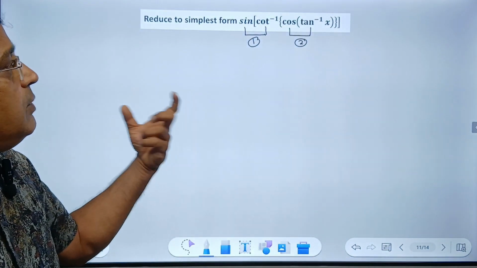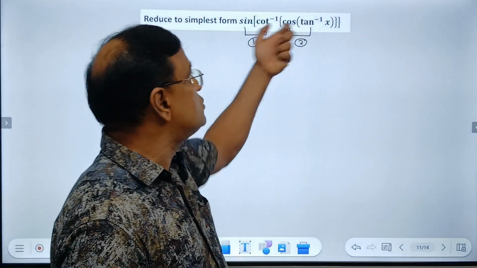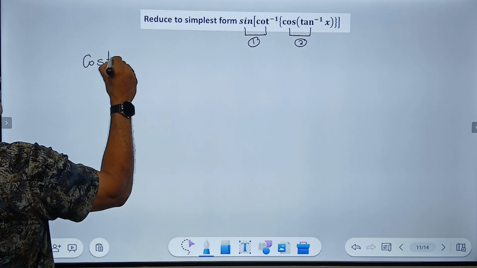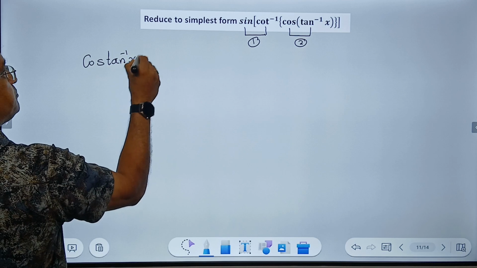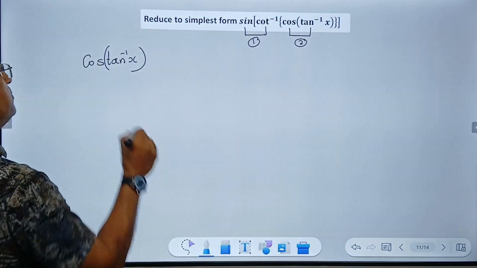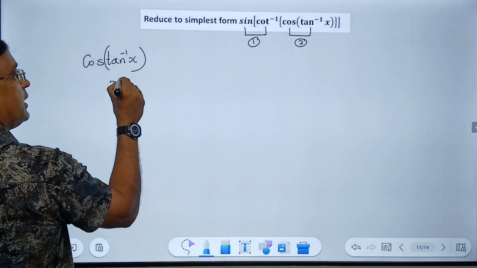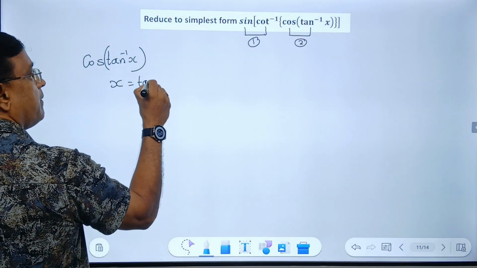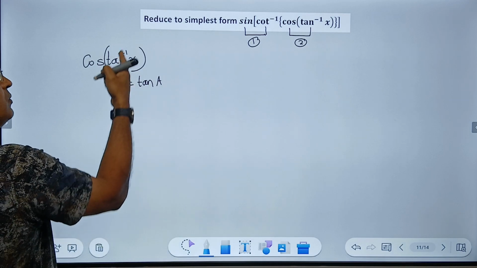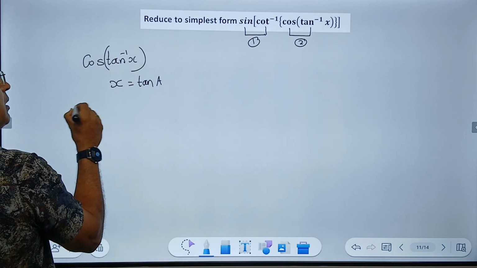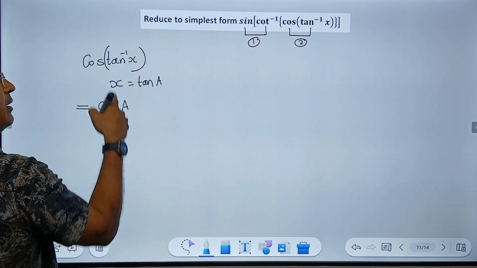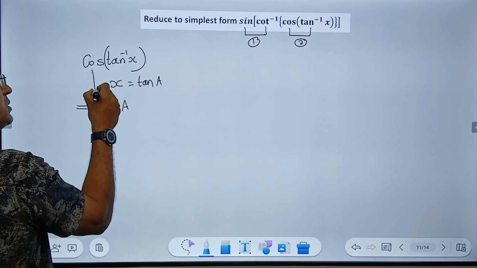So always, as in the BODMAS rule, start with the innermost bracket. So I will start with cos of tan inverse x. Okay. Now what should I do? Very, very simple. If it is tan inverse of x, you take x as tan A. If it was cot inverse x, take x as cot A. So what will happen to this? This will become cos A, because tan inverse x is A.